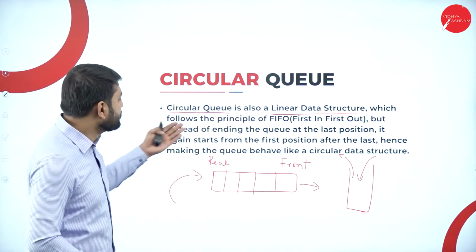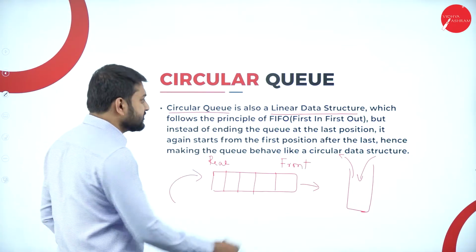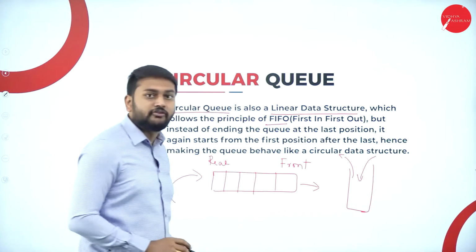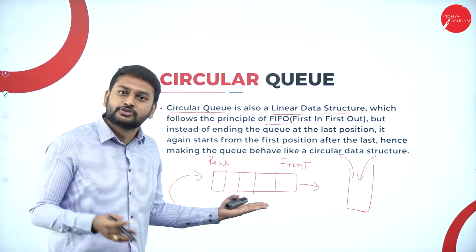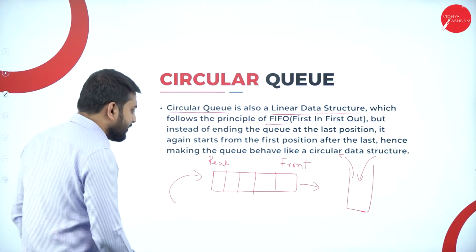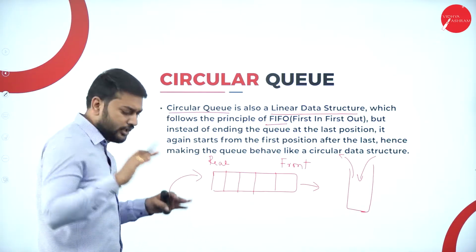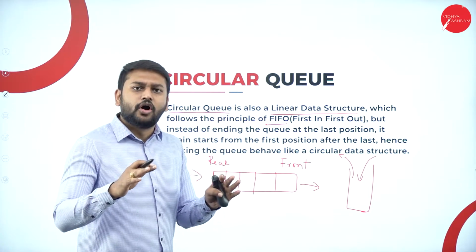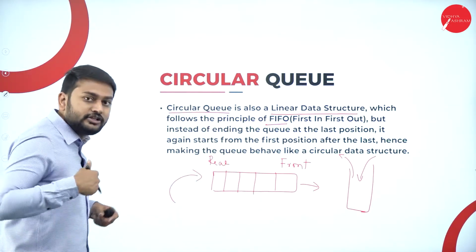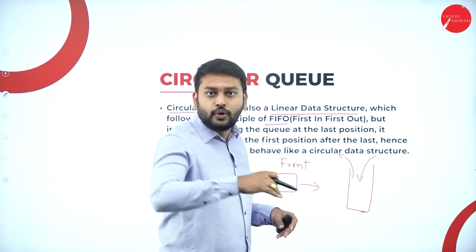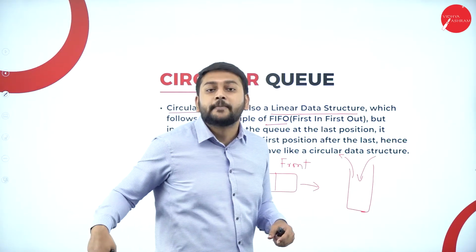Moving forward, it follows the principle of first in, first out. The same thing happens in the simple queue also. Let me give you a simple example. All of us are standing in a queue for a ticket. First I will enter the queue. Imagine I'm in the queue, and a lot of people are behind me.